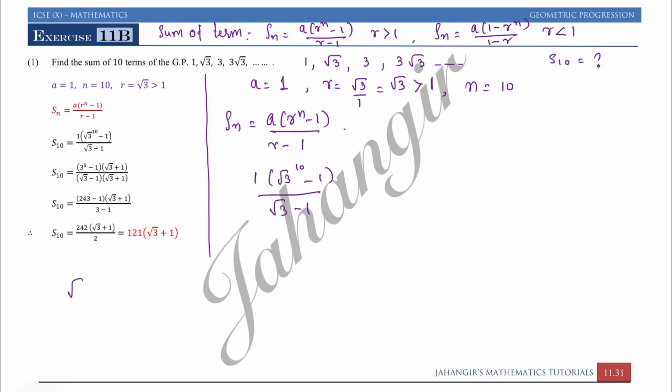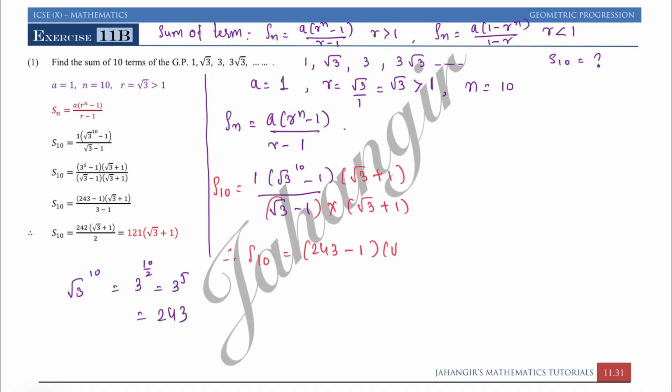So root 3 raised to 10 can be written as 3 raised to 10 by 2, that is 3 raised to 5. 3 raised to 5 is 243. At the same time, as the denominator is irrational, I can rationalize it by multiplying with root 3 plus 1 into root 3 plus 1. So therefore S10 is equal to root 3 raised to 10 will give me 243 minus 1 into root 3 plus 1 whole upon a minus b.